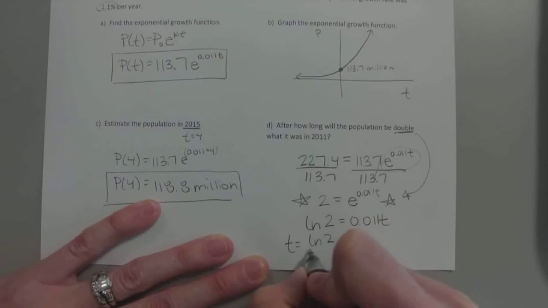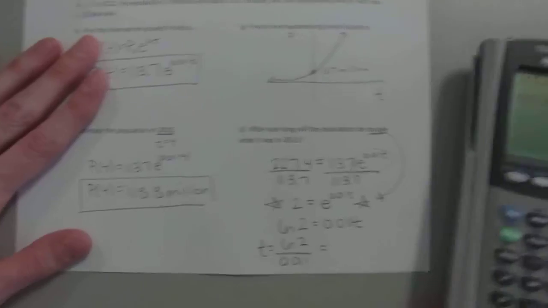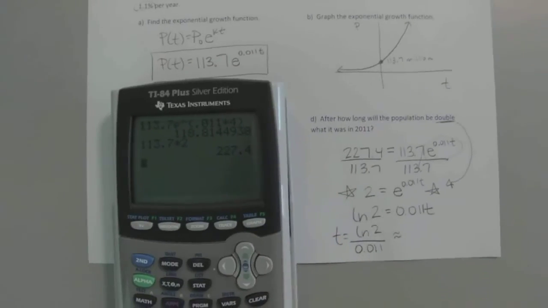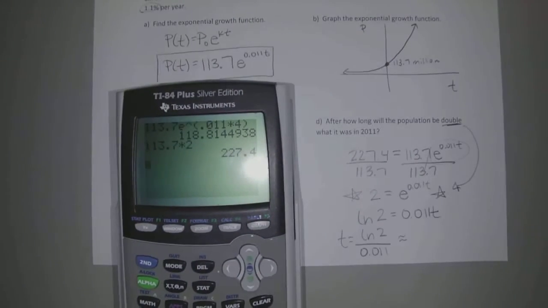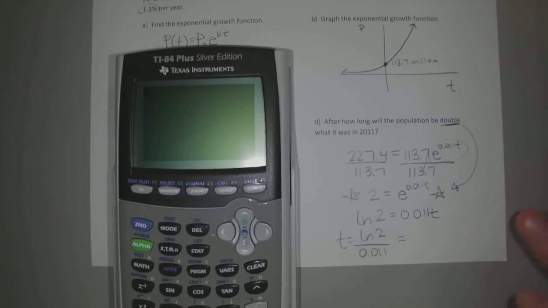So how are we going to get t by itself? What do we need to do? Divide. Yep, so we'll have t equals the natural log of 2 all over 0.011. I'll put the squiggly brackets. It's not an exact number, guys.